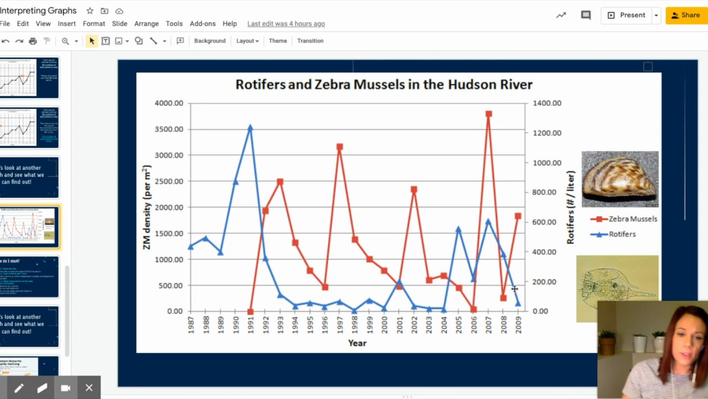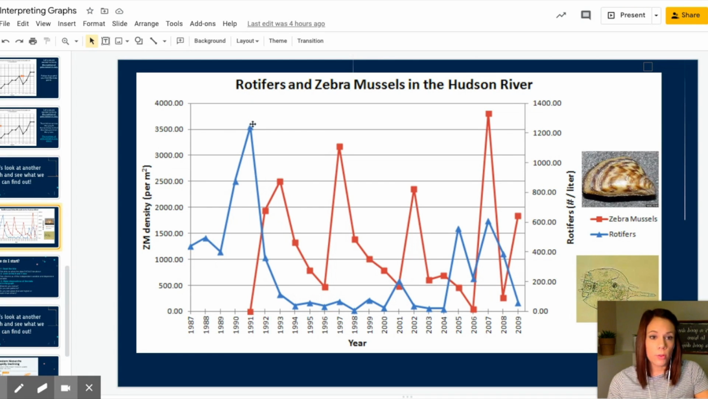Okay. The other thing that I would say too is there might be a question like, what is the rotifer population when the zebra mussel population is a little above 3,000? So again, if I look here, the zebra mussel population is way up here. I noticed that when those things are high, the rotifer population is kind of low. Okay, so again, it's picking out little bits of data from the graph, but also noticing trends and patterns.